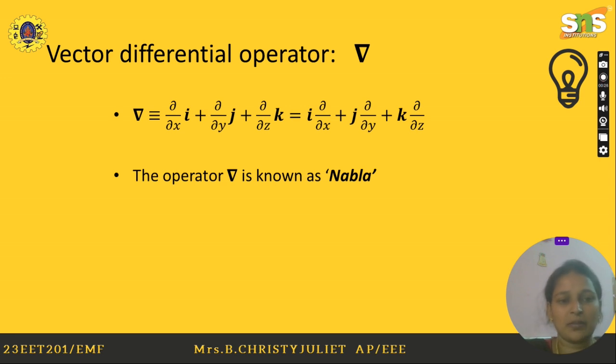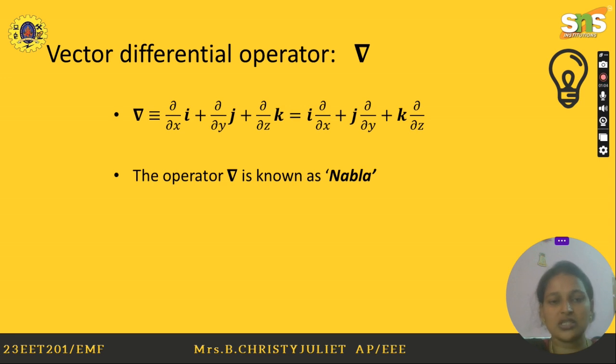So del can be represented. Del is the vector differential operator. It is denoted by dou by dou x i, dou by dou y j, and dou by dou z k. Here i, j, k are the unit vectors. If ax, ay and az are the unit vectors, then we can represent the vector differential operator as del is equal to dou by dou x of ax vector plus dou by dou y of ay vector plus dou by dou z of az vector.